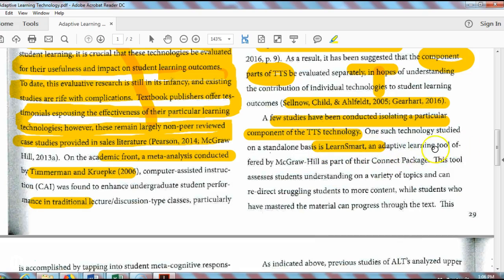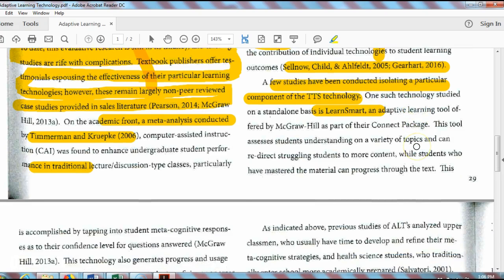LearnSmart is an adaptive learning tool where you read the chapter, and then as you're reading, it asks you questions. And if you get the questions right, it assumes you know it, and it moves you on to the next section. If it doesn't, it takes you to more information on that particular topic, and it keeps doing that until it feels like you have learned the subject matter. It's really an algorithmic adaptive technology. And that's really what we're studying here. So here's a study that isolated that technology.